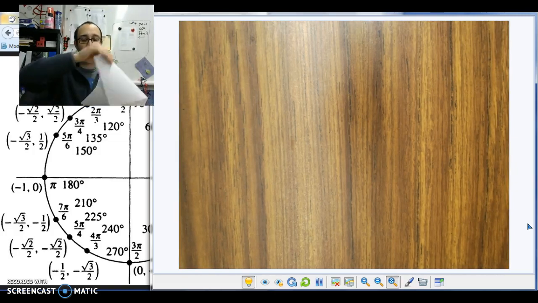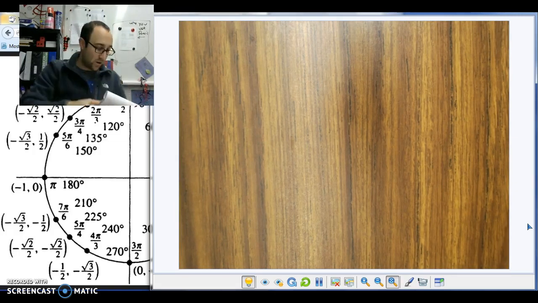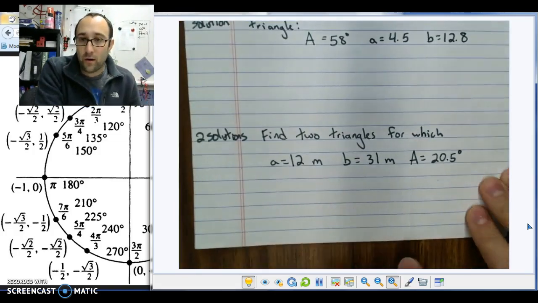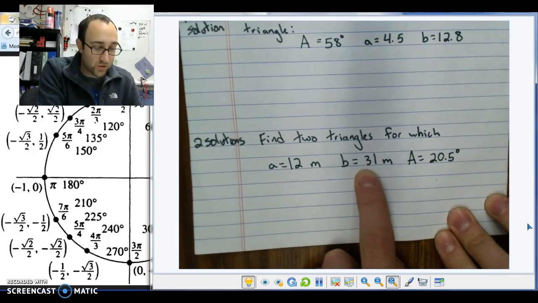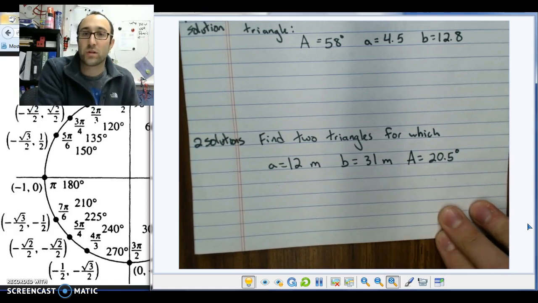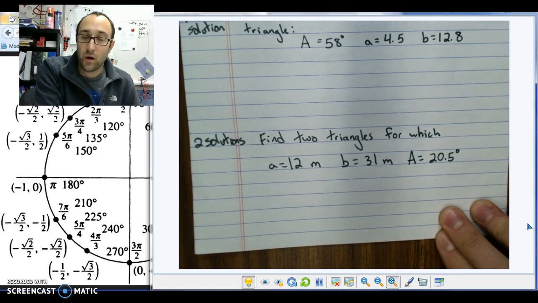Here is your example coming right up here. Find two triangles for which A equals 12 meters and B equals 31 meters, and the angle A is 20.5. Notice I did tell you it's two triangles, so you know that it's going to be a two-solution ambiguous case. All right, good luck.